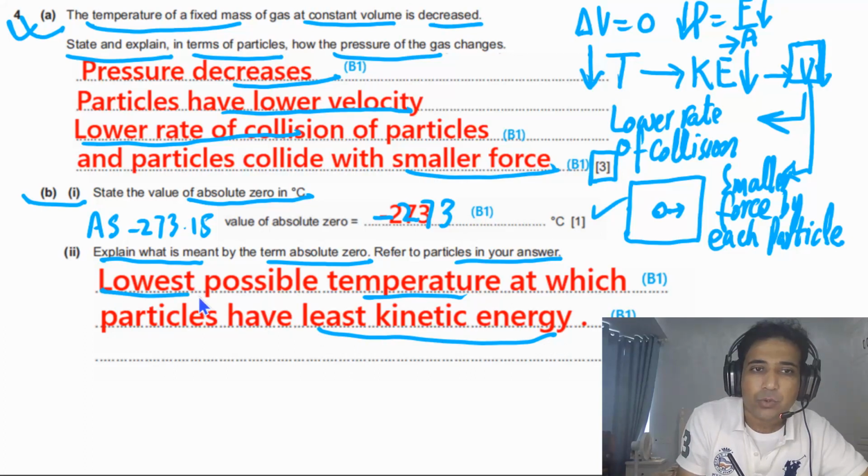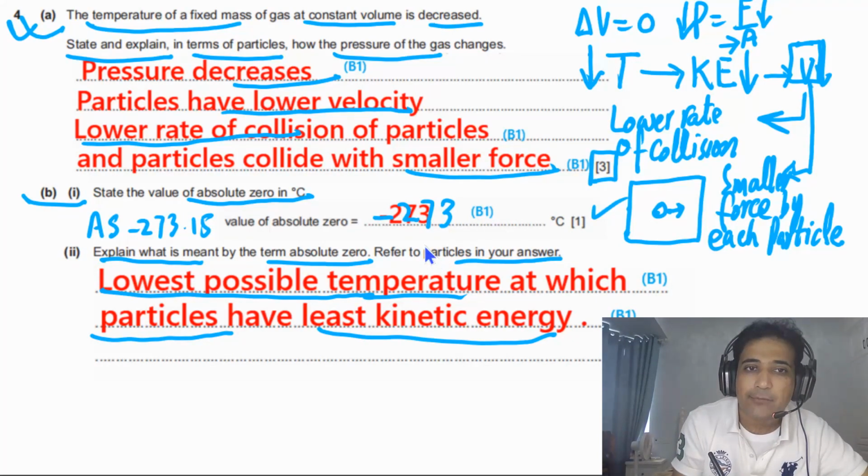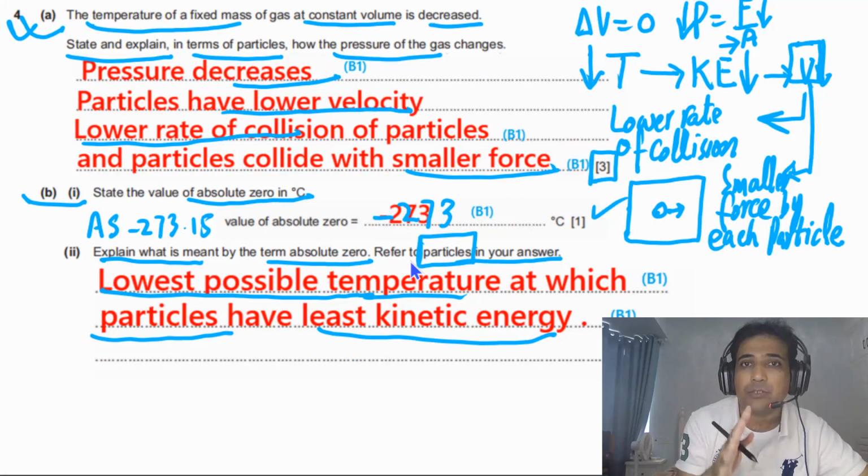So you have to mention the lowest possible temperature, and you also have to say the particles have the least kinetic energy, because you have to explain this one based on particles. Refer to particles in your answer. So you have to follow the instructions given in the question.